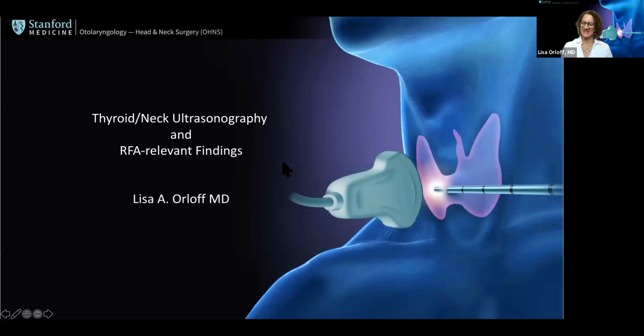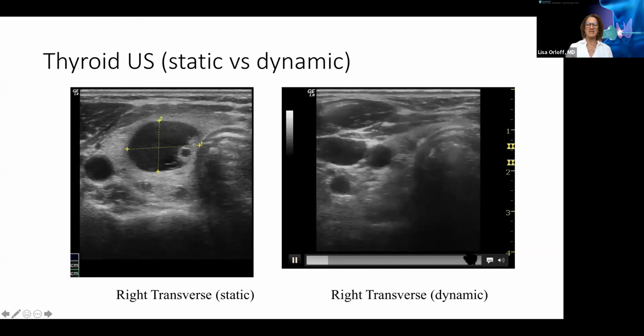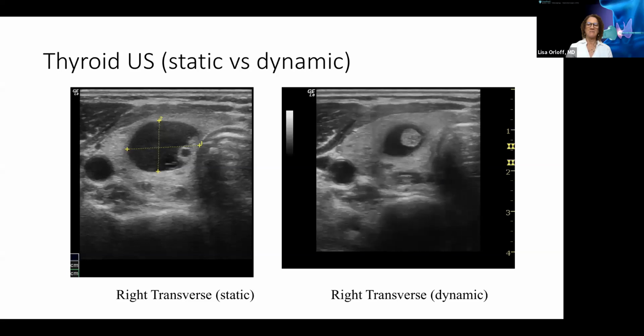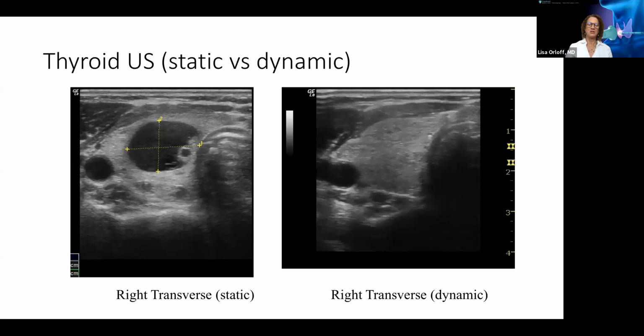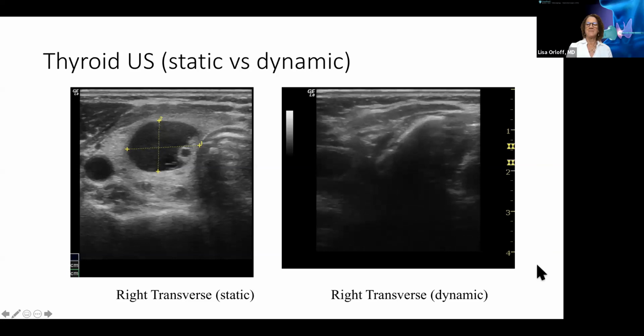Thank you, Dr. Noel. So I'm going to address thyroid and neck ultrasonography and RFA relevant findings. And I think that by now we are very familiar with the role that ultrasound plays in the management of thyroid nodules in general. And for those in the audience who haven't had the experience of performing ultrasound personally, there's irretrievable loss of information when we look at just static images. And even these videos that we're showing today, like this one on the right and throughout the webinar, that try to capture the dynamic nature of ultrasound, really don't quite do justice to the live interactive ultrasonography exam.